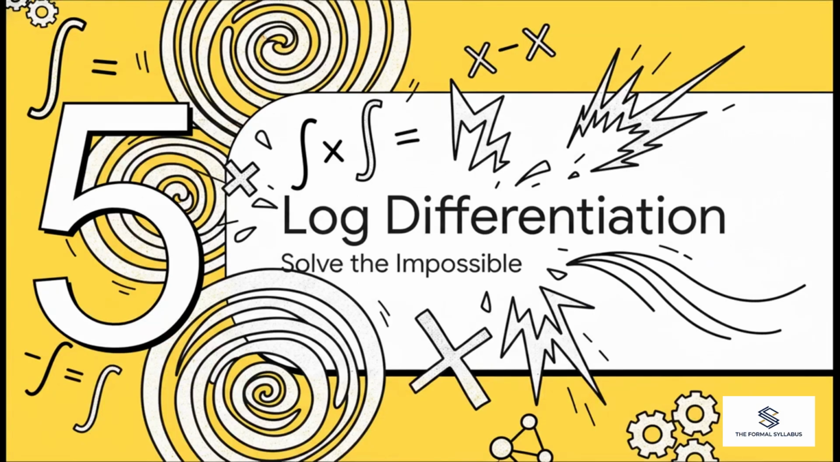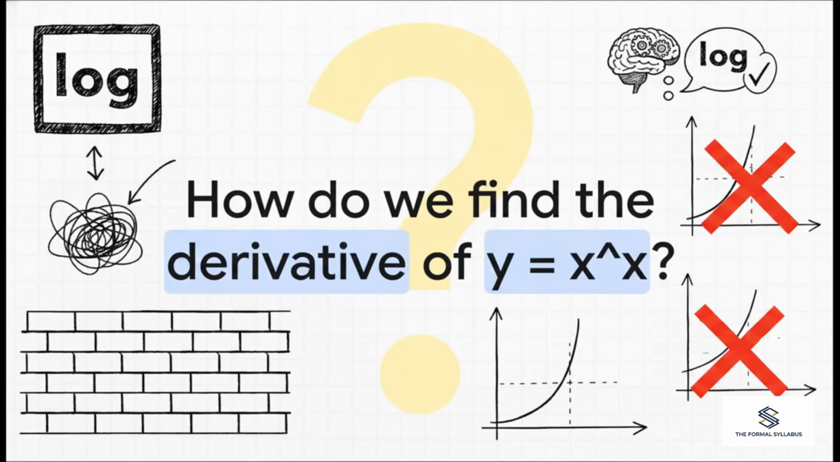And finally, Section 5, Logarithmic Differentiation, or how we solve the impossible. Okay, we've reached the final boss of today's explainer. Take a look at this function. Y equals x raised to the power of x. Try taking the derivative of that. The standard power rule? Nope, doesn't work.